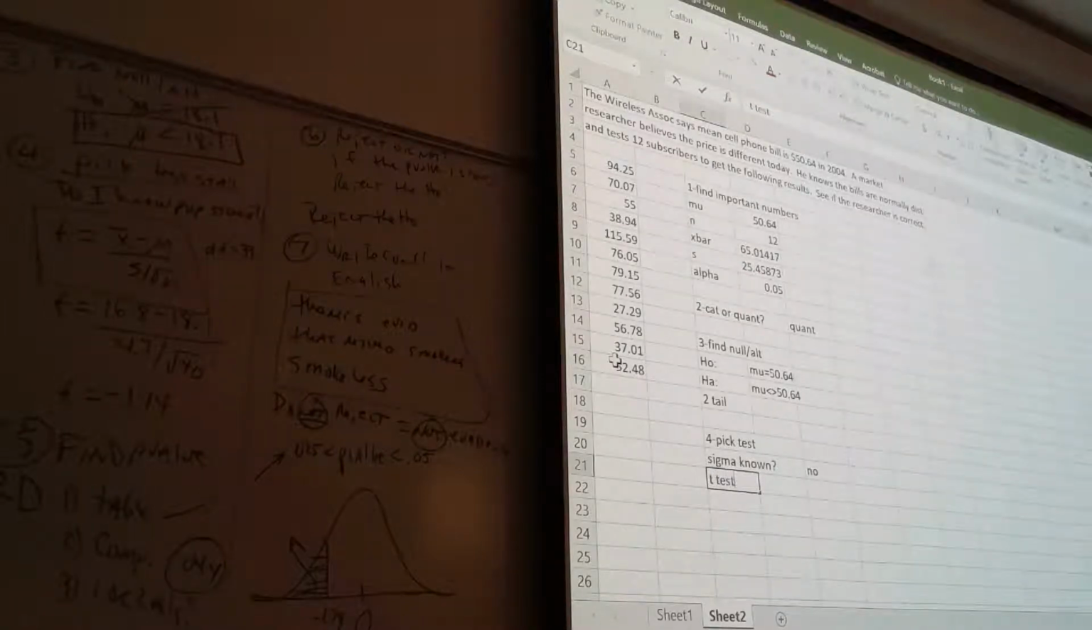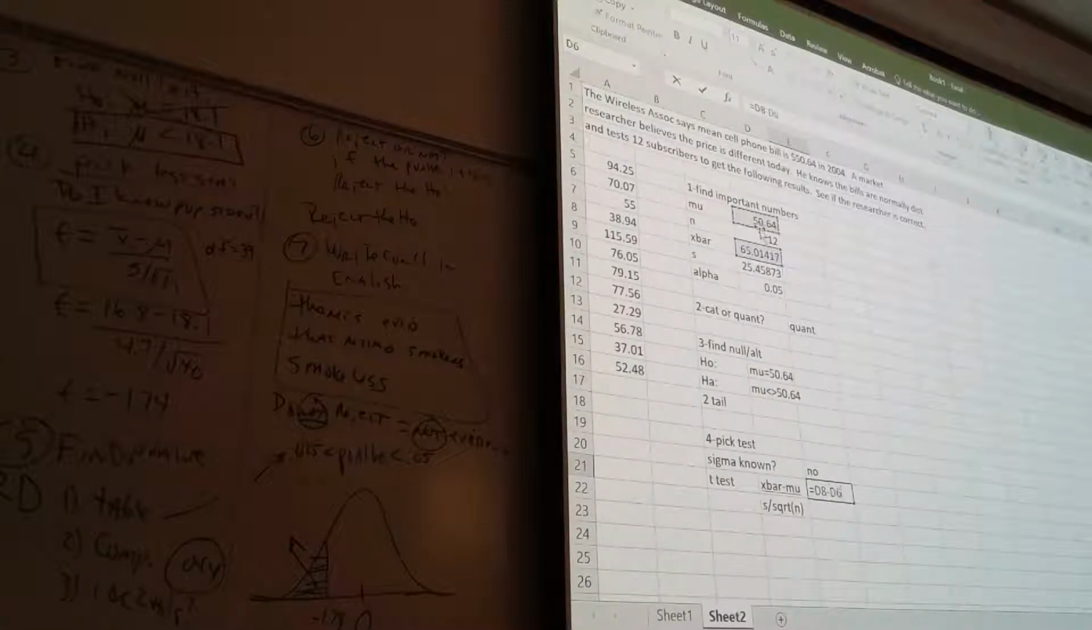t-test. Okay? And that formula is X bar minus mu, over S divided by the square root of n. And we'll underline that so it looks like a fraction. Okay? And then, Maria, can you punch the numbers? Yes, it will be 65.01 minus 50.64.